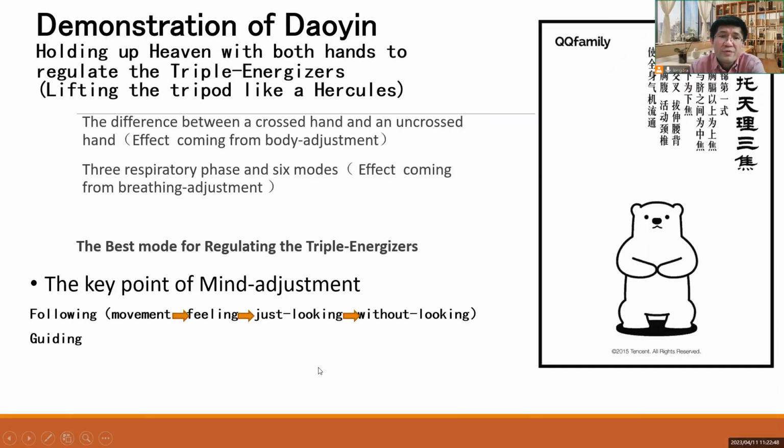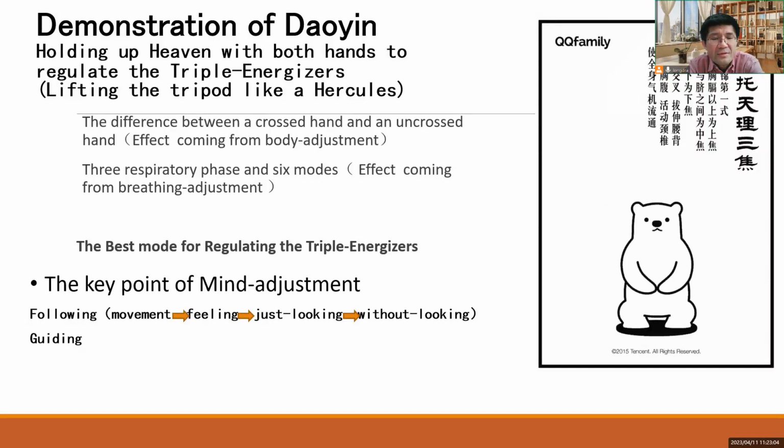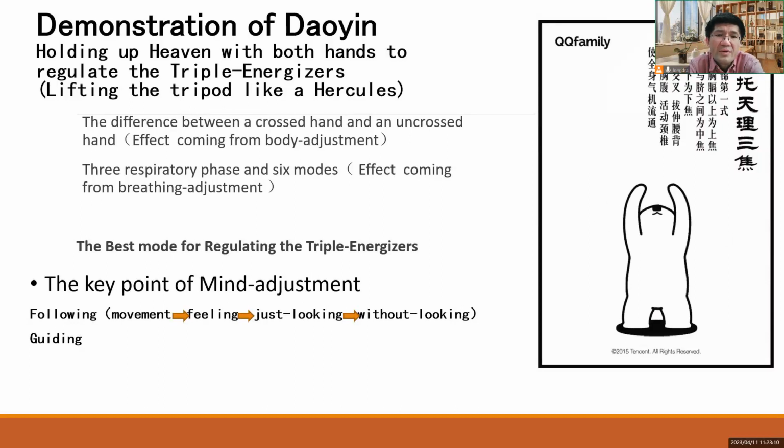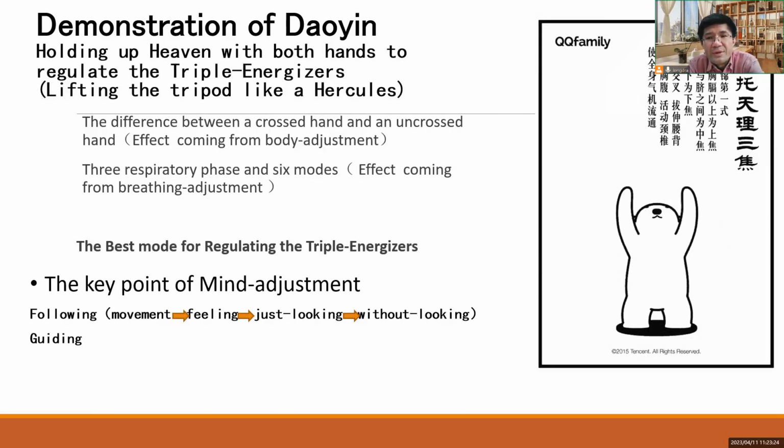From the point of view of three adjustments into one, the 6 modes are all okay, but we can get different effects. We can do some exercises to find it. For example, to find the difference between crossed hands and uncrossed hands. These effects come from different body adjustment. And we can also do some experiments on the 6 modes.